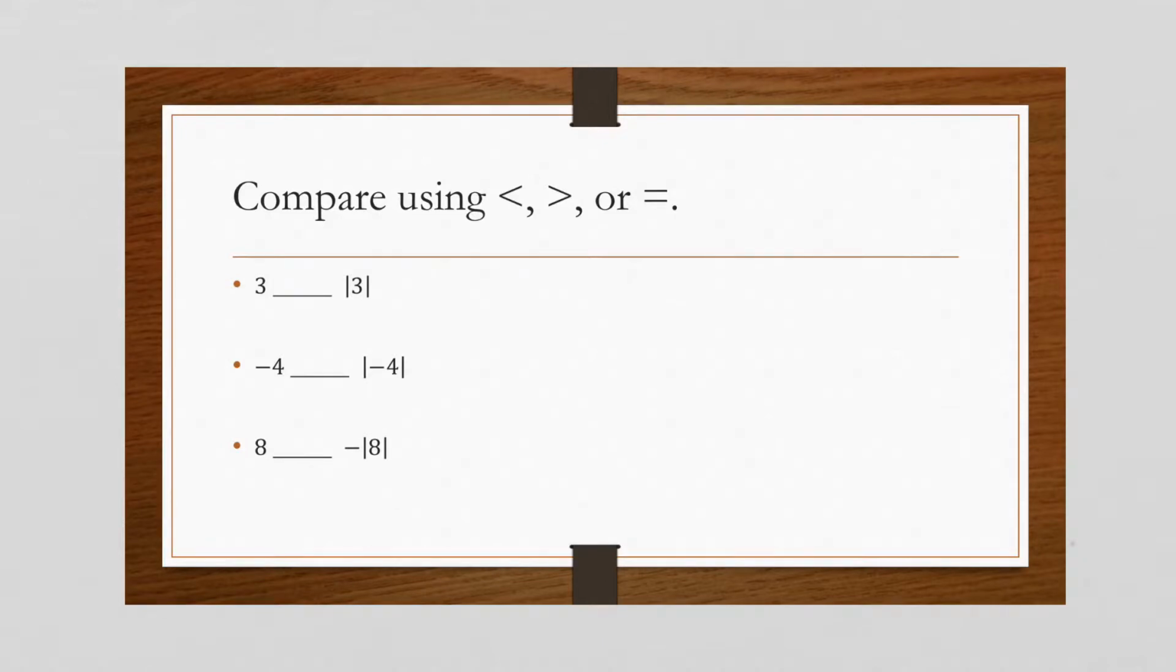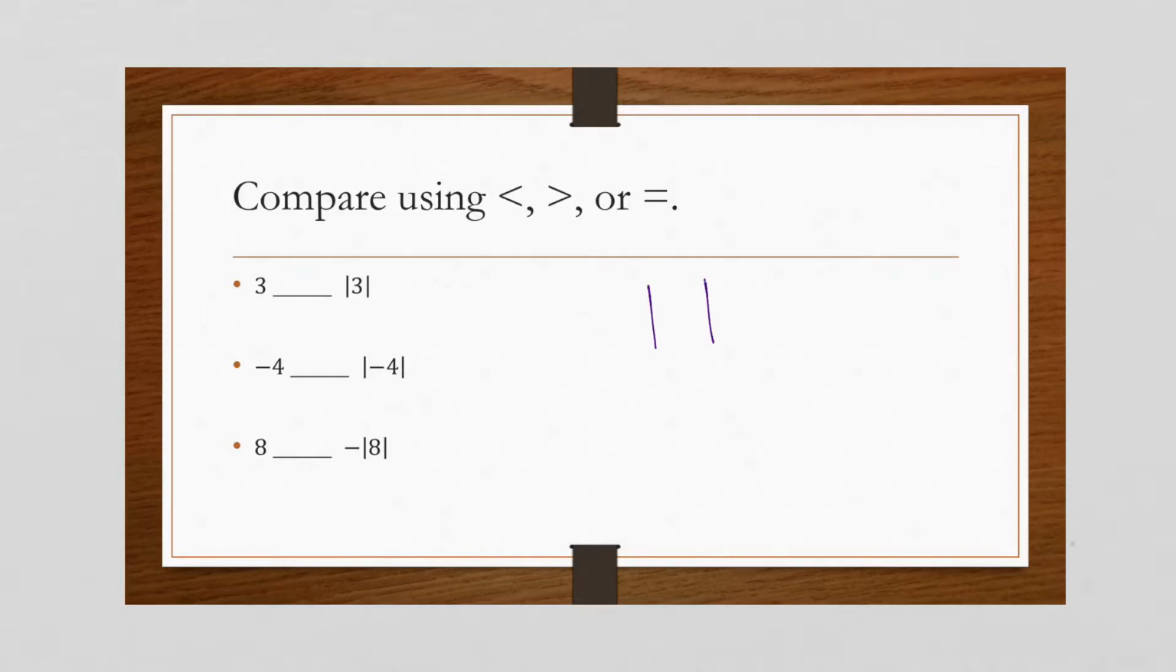All right, so these problems, these are absolute values. Whenever you see the vertical bars like that, those are absolute values. An absolute value is a distance that a number is from 0. So absolute values can never ever be negative unless your negative sign is on the outside of the bars, okay?